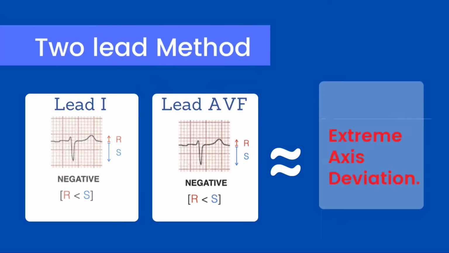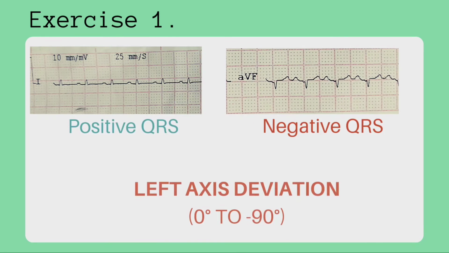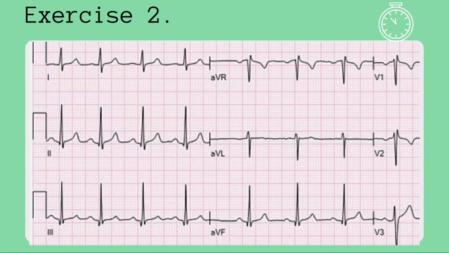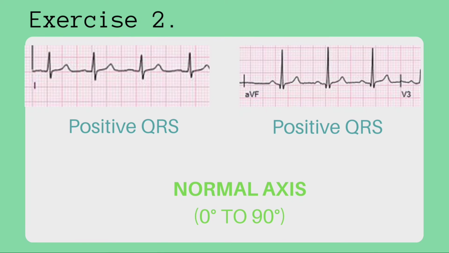Now, exercise to determine cardiac axis in the following ECG. As the QRS is positive in lead 1 but negative in lead aVF, it's left axis deviation. As QRS is positive in both leads, hence normal axis.